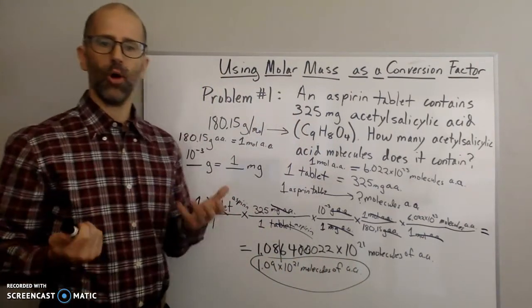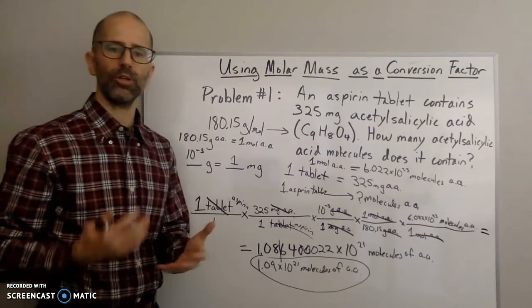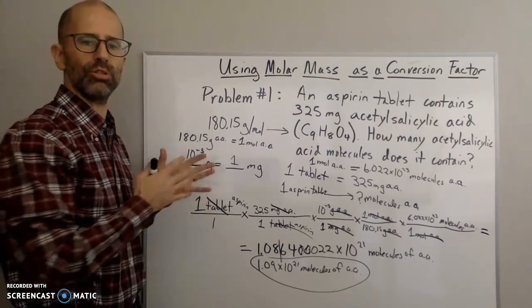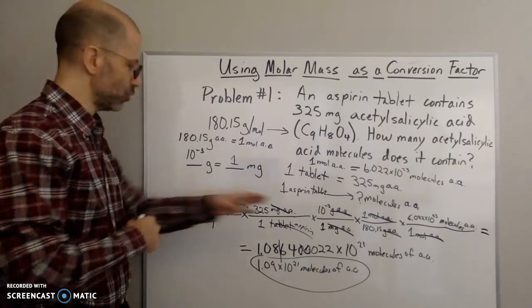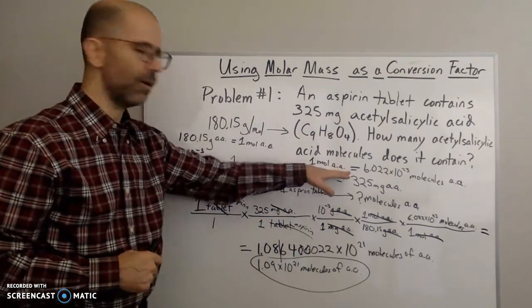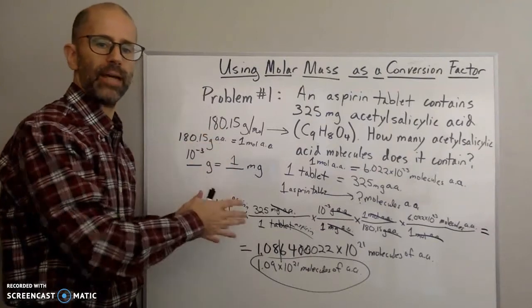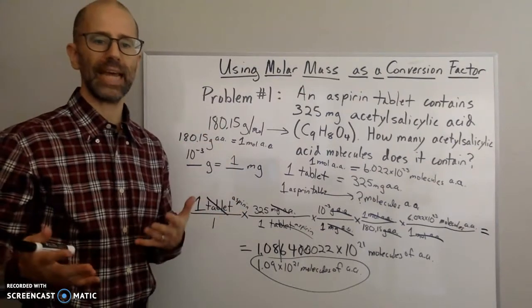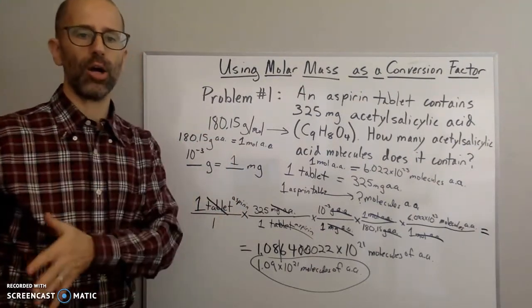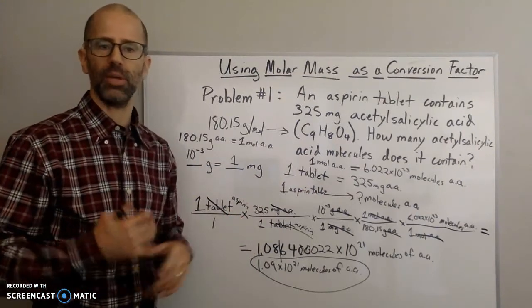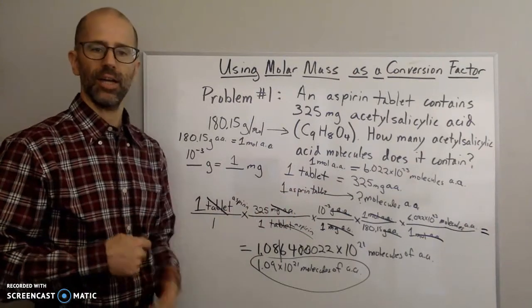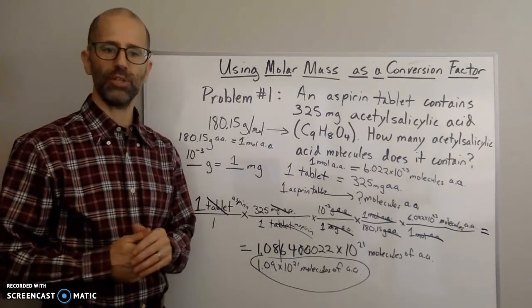Okay, ladies and gentlemen, I hope that was insightful and helpful. That's how you can use a molar mass of a substance, as well as Avogadro's number, to convert from mass to particles. You could do the same thing if they ask you to go from particles to mass. You're just going to work backwards, but you're using the same equalities, but you're setting up your conversion factors differently.